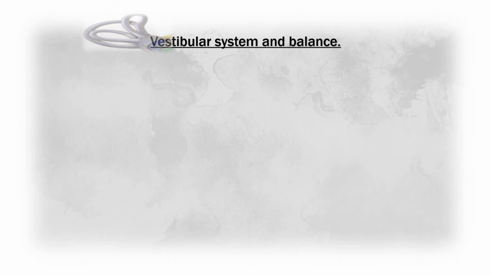Now I'm going to talk about the vestibular system and balance. The vestibular system is a sensory system responsible for providing our brain with information about motion and position. It is also involved with motor functions that allow us to keep our balance, stabilize our head and body during movement, and maintain posture. The main components of the vestibular system are the semicircular canals and vestibule.